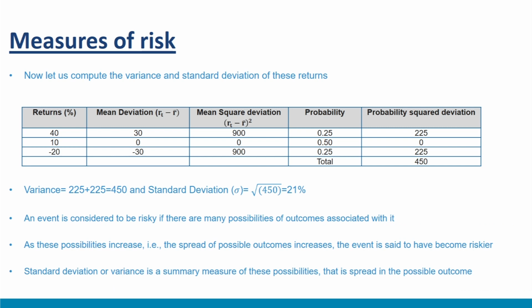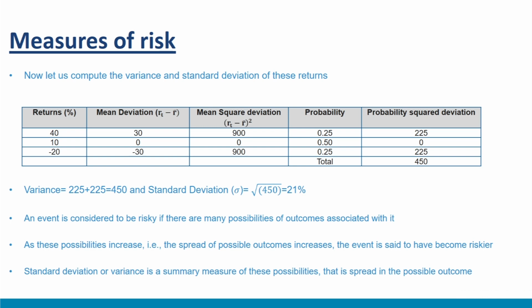Now let us compute the variance and standard deviation of these returns as shown in the table here. Variance equals 225 plus 225 equals 450, and standard deviation, that is sigma, equals the square root of 450, which equals 21%. Please note that standard deviation can be expressed in percentages. Thus we have now computed the standard deviation of this game as 21%.